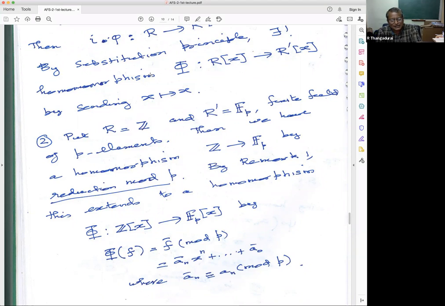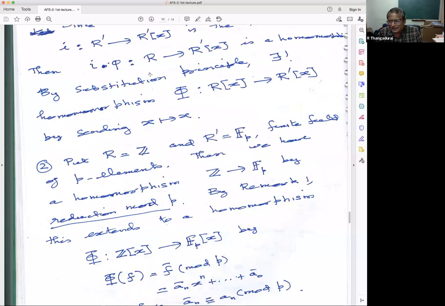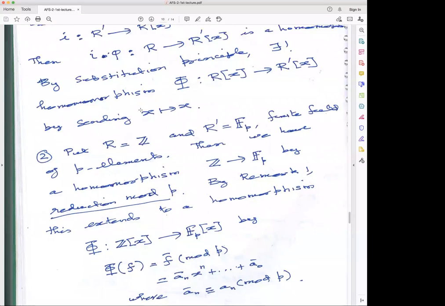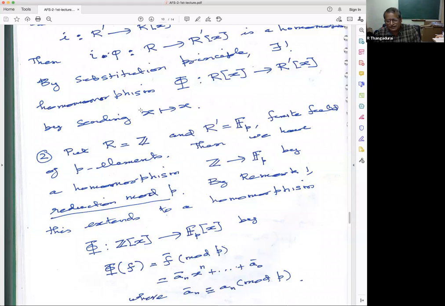Any integer n goes to n mod P. N mod P means we first divide by P and take the least residue. After dividing, what is the remainder? The remainder in the division, you take that. That is what you send it to. That is a homomorphism. You can check it's a ring homomorphism, because this is a field and this is a ring, so we have two operations, and you can check that it is a ring homomorphism.